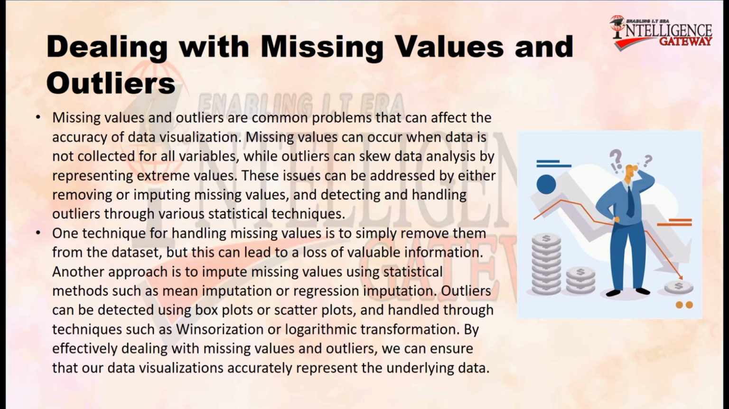One technique for handling missing values is to simply remove them from the dataset, but this can lead to a loss of valuable information. Another approach is to impute missing values using statistical methods such as mean imputation or regression imputation. Outliers can be detected using box plots or scatter plots, and handled through techniques such as winsorization or logarithmic transformation. By effectively dealing with missing values and outliers, we can ensure that our data visualizations accurately represent the underlying data.